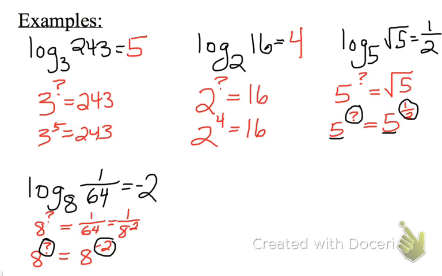Okay, 2 more simple examples. How about log base 6 of 1? Take a minute to think about what that means. That means 6 to an unknown power, and the answer equals 1. So what power of 6 equals 1? There's only one exponent that you could raise 6 to in order to equal 1, and that exponent is 0. 6 to the 0 power is 1.